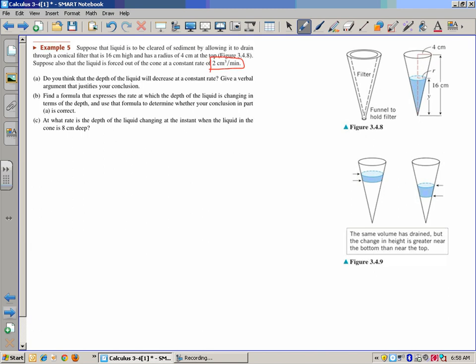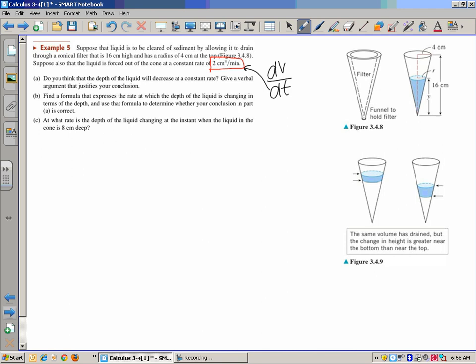Okay, so I'm going to pause right here, and here's what's important. 2 cubic centimeters per minute. What's measured in cubic centimeters? Volume is measured as a cubic function. So what they're giving me is a dV/dt. I'm forcing out a certain quantity of water, a volume of water, at a constant rate of 2 cubic centimeters per minute, which means out of the cone is a positive rate, so the amount in the cone is a negative rate. Do you think that the depth of the liquid will decrease at a constant rate?